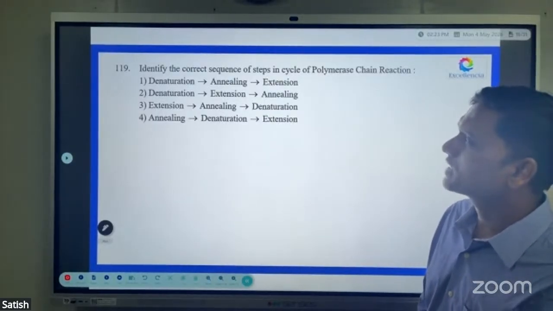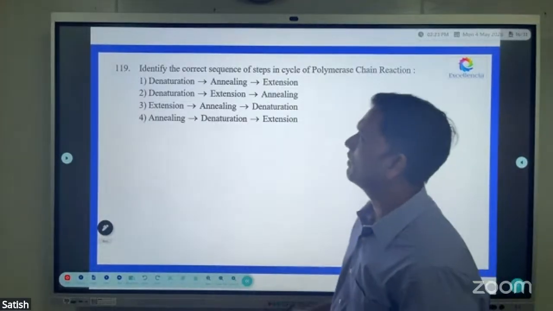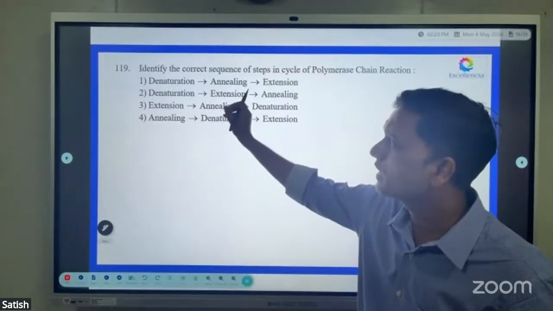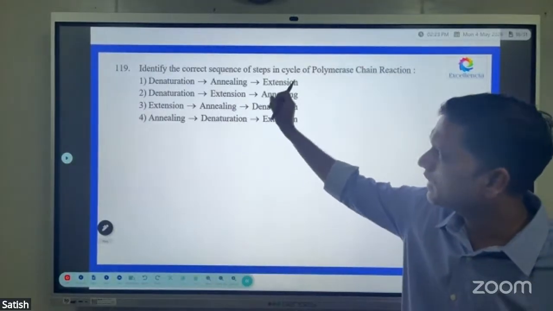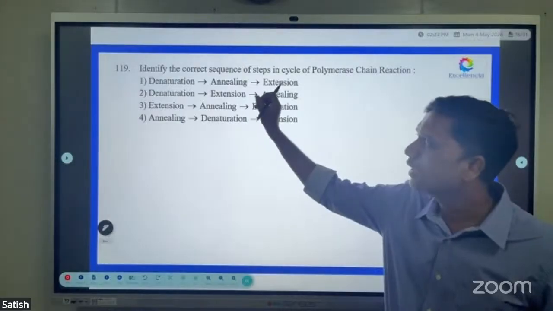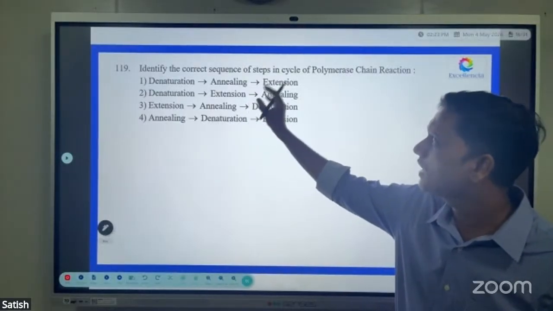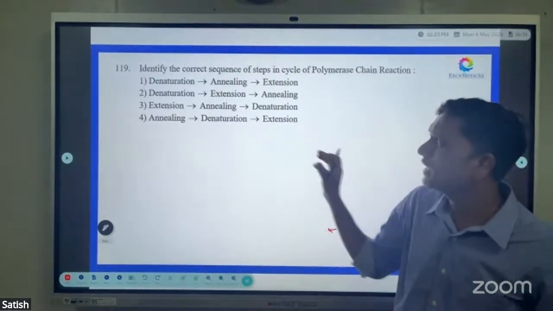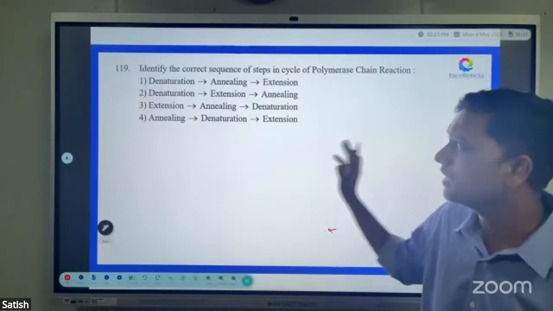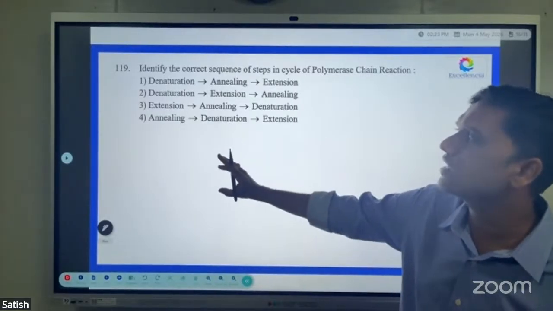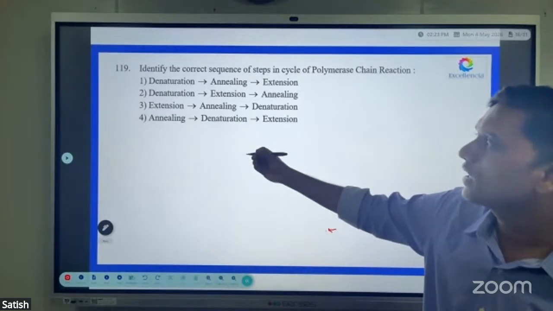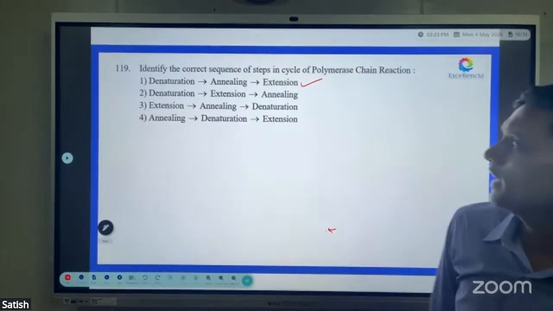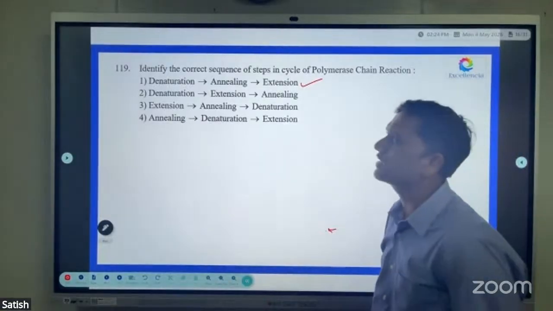So the exact sequence for PCR is, number one, denaturation. The double-stranded DNA is denatured at a temperature above 90 degrees centigrade. Then annealing, the joining of the primers to the ssDNA strands. Then extension with the activity of the Taq DNA polymerase enzyme. The DNA strands will extend and the cycle will continue for several generations and produce billions of copies. So the answer for 119 is denaturation, annealing, extension. First option is the correct answer.